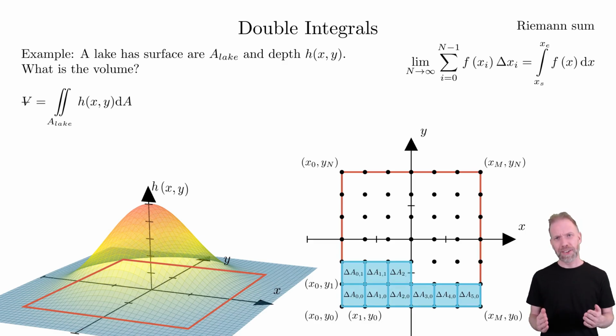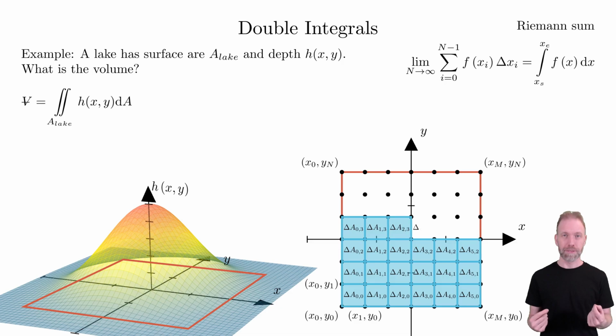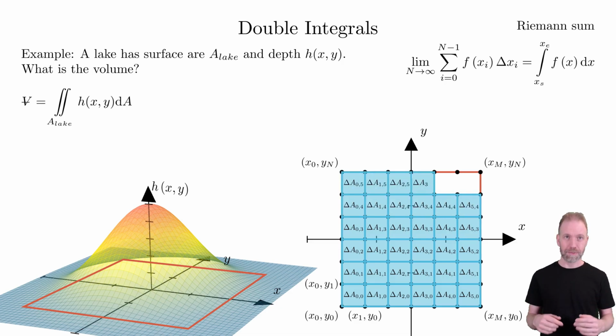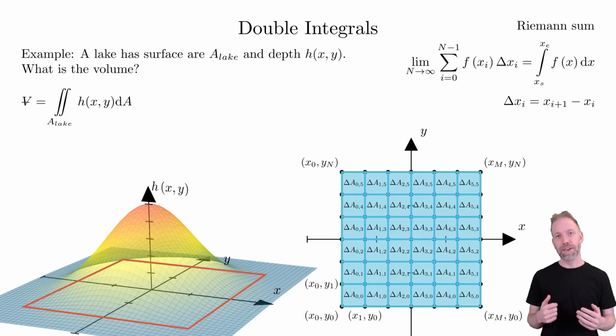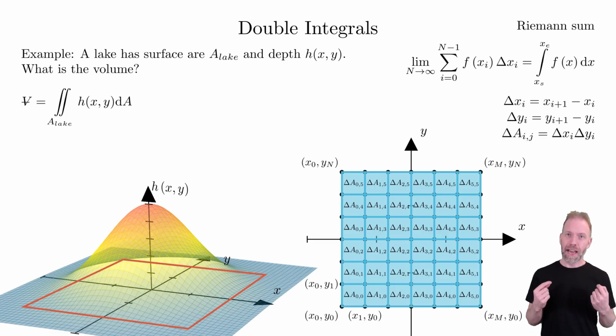In 1D, we created a line delta x between the points. Now we create areas between the grid points. Assuming a regular grid, we can define delta x as the step length in the x direction and delta y as the step length in the y direction. The area of one area element delta A is now delta x times delta y. I'm using indices i and j here to indicate that the area elements can be different, just as we didn't need a uniform point distribution in 1D. All that is needed is that the area elements cover the full integration area.